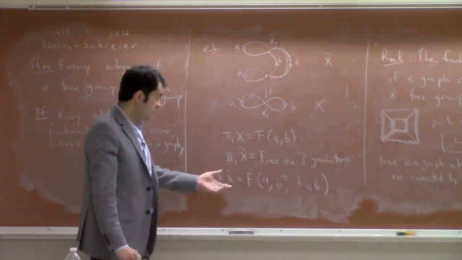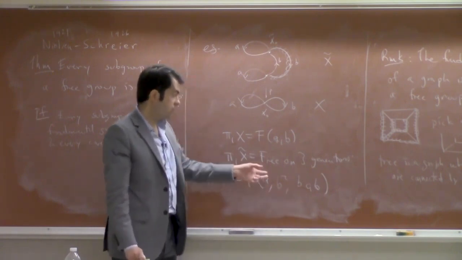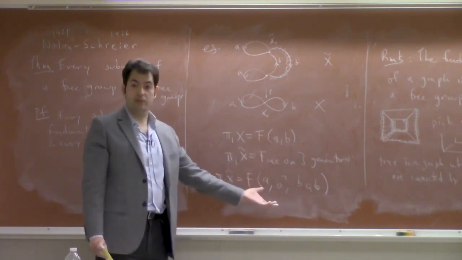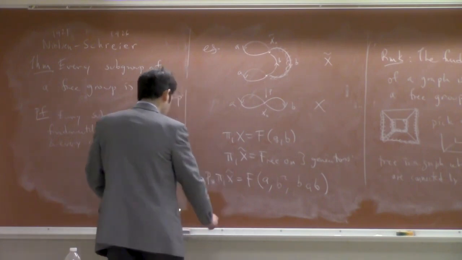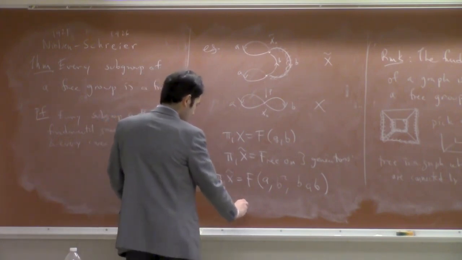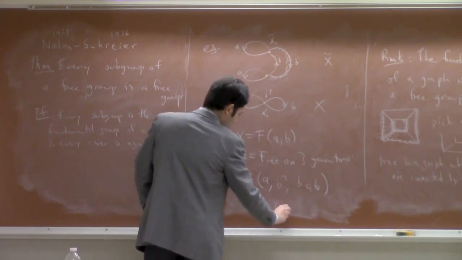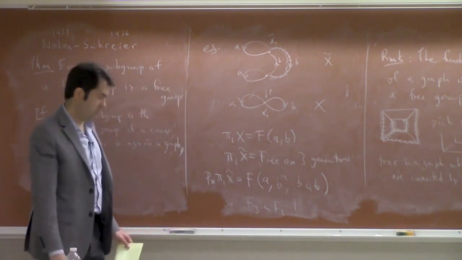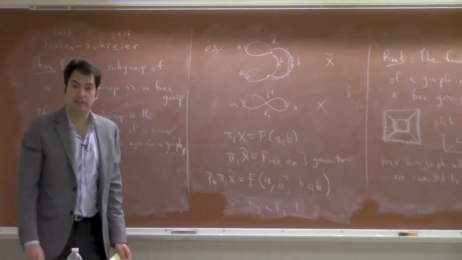And because it's injective, we know that there are no relations between these generators, because it has to be the free group on these generators. So that shows that the free group on 3 generators is a subgroup of the free group on 2 generators, which is sort of remarkable. And we will stop there and pick it up on Tuesday.